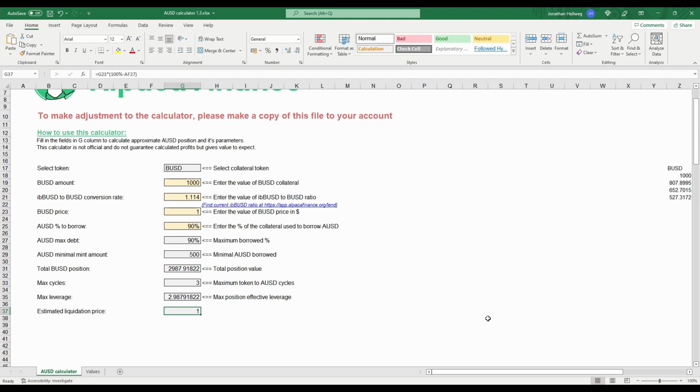So unless BUSD is losing peg in a very dramatic manner, this should put you at a very safe spot from liquidation. Yeah, big shout out to Nikita for providing this calculator. I'll attach it in the video description.